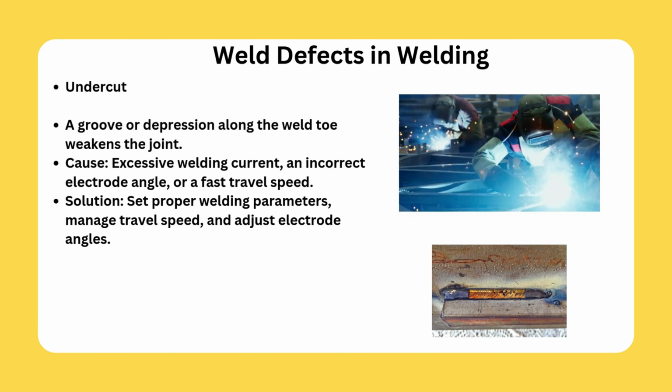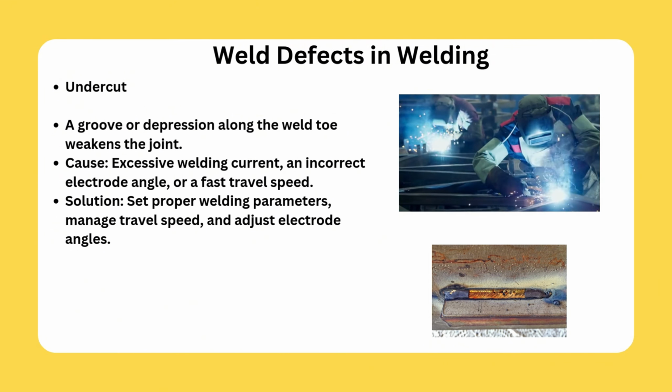Undercut. A groove or depression along the weld toe weakens the joint. Cause: excessive welding current, an incorrect electrode angle, or a fast travel speed. Solution: set proper welding parameters, manage travel speed, and adjust electrode angles.